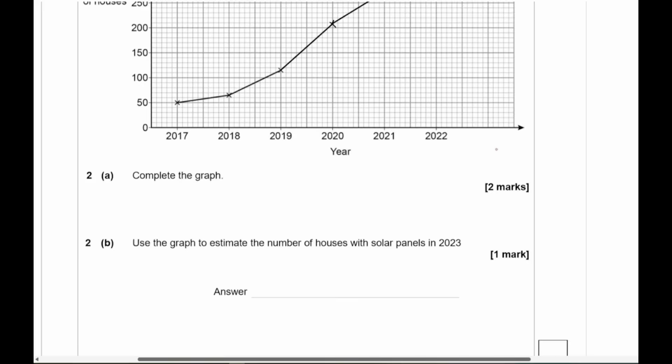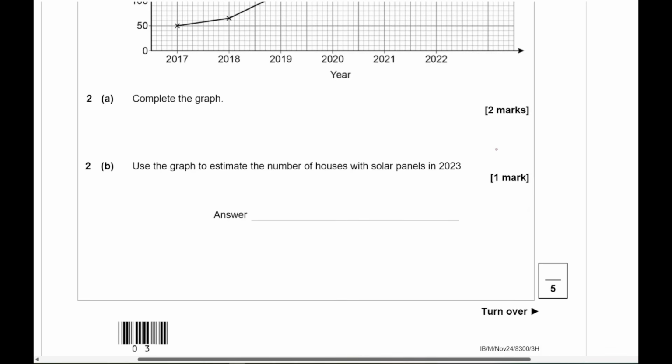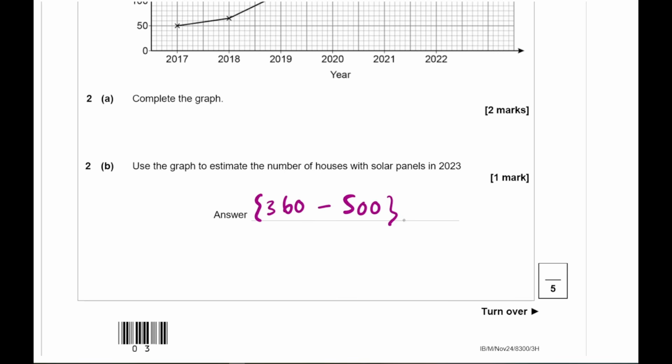Then for question b, it says use the graph to estimate the number of houses with solar panels in 2023, in which they would accept any answer within the given range of 360 to 500. So as long as your answer is between that region, then you are going to be absolutely fine.